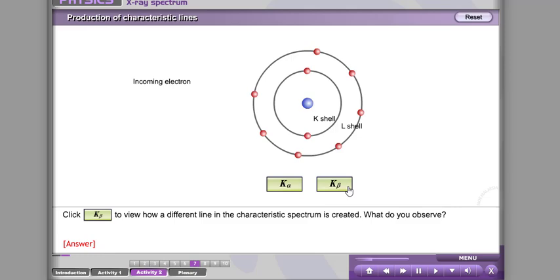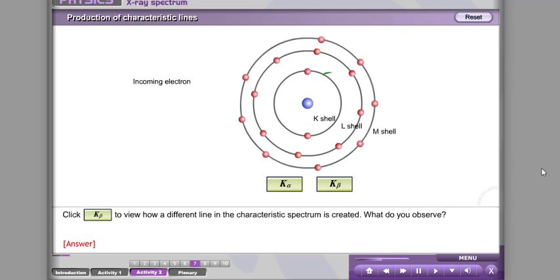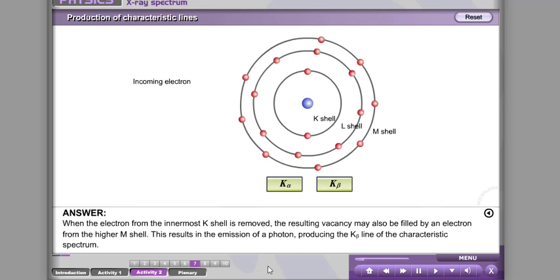Click the K-beta button to view how a different line in the characteristic spectrum is created. What do you observe? Answer: when the electron from the innermost K shell is removed, the resulting vacancy may also be filled by an electron from the higher M shell. This results in the emission of a photon, producing the K-beta line of the characteristic spectrum.